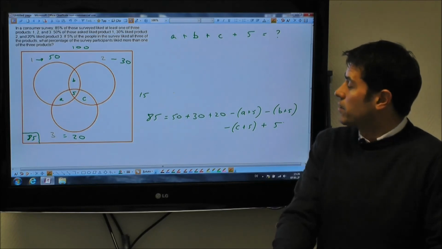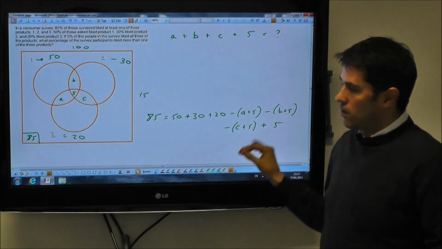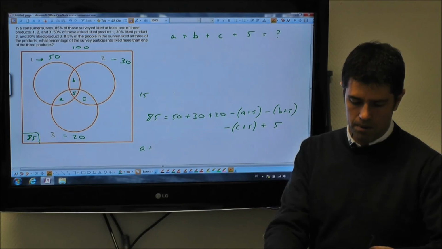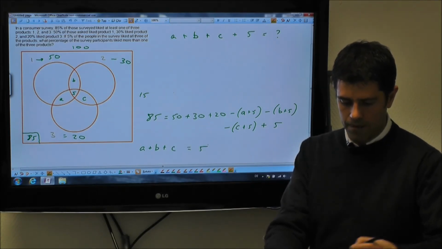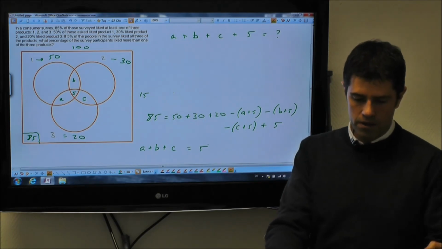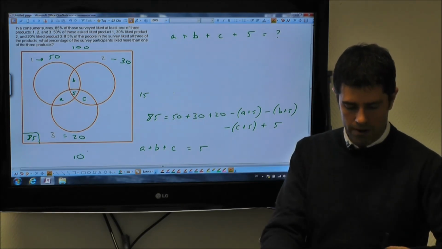So when you evaluate the equation that we set up, we would be able to determine that A plus B plus C is equal to 5, which means, of course, the answer to the question is going to be 10, or rather 10%.